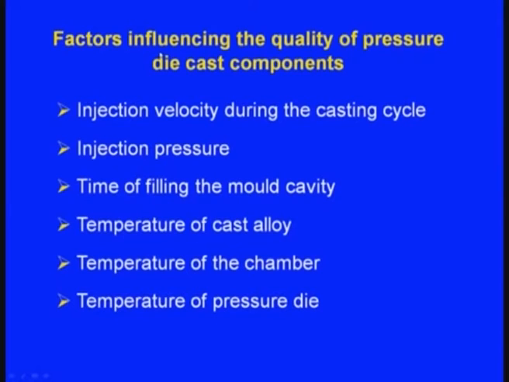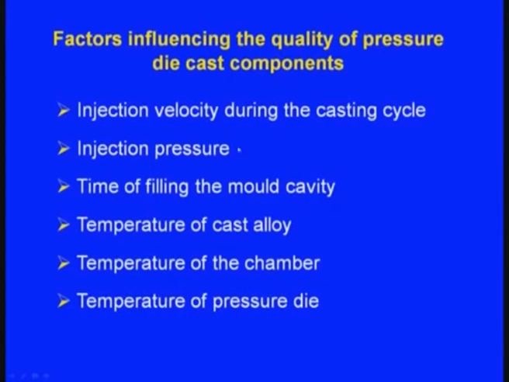Now, let us see the factors influencing the quality of pressure die cast components. One is the injection velocity during the casting cycle. Next one, injection pressure. Next one, time of filling the mould cavity. Next one, temperature of cast alloy. Next one, temperature of the chamber, and finally temperature of pressure die.